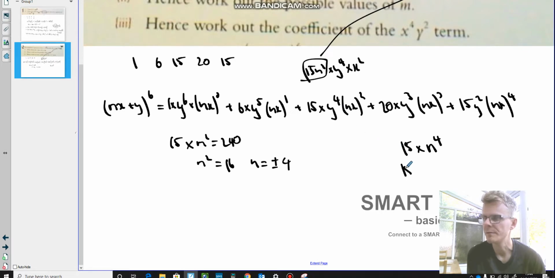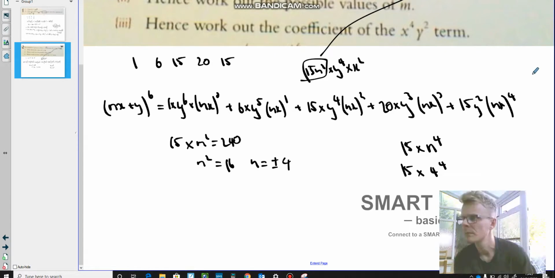So then we're just going to do 15 times 4 to the power of 4. 4 to the power of 4 is 64, and times that by 15. Beg pardon, sorry, 4 to the power of 4 is 256. Got that wrong. Times by 15, and that gives us 3,840.